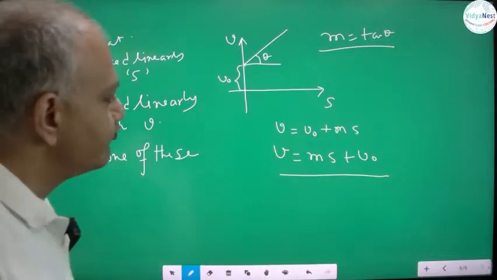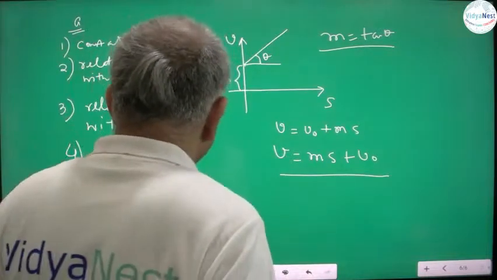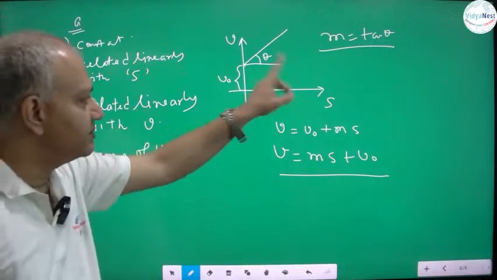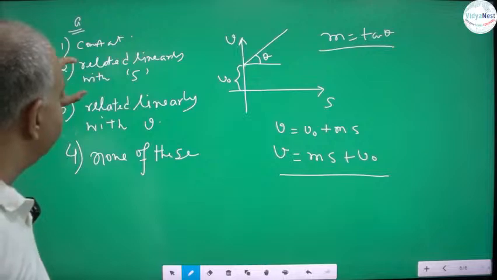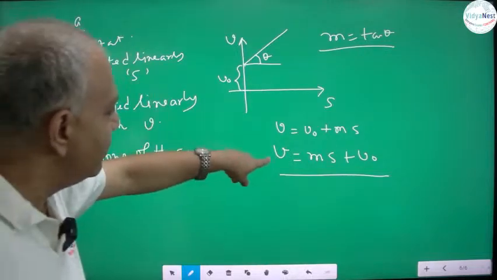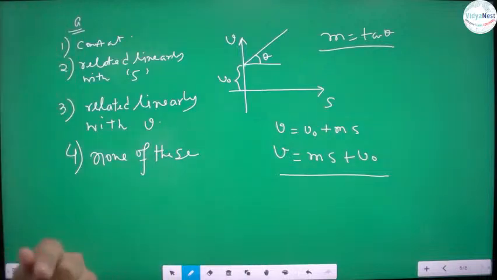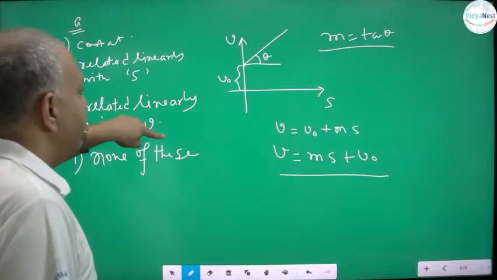Okay. So how can we find the relation, whether the acceleration is constant in this situation when the velocity and displacement are related like this way? We have to find whether it is related linearly. Linearly means just like velocity and displacement, a linear relation existing. So we have to find whether the acceleration is related linearly with the velocity or displacement, or none of these.